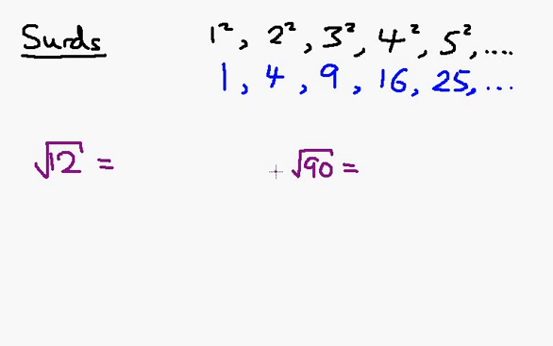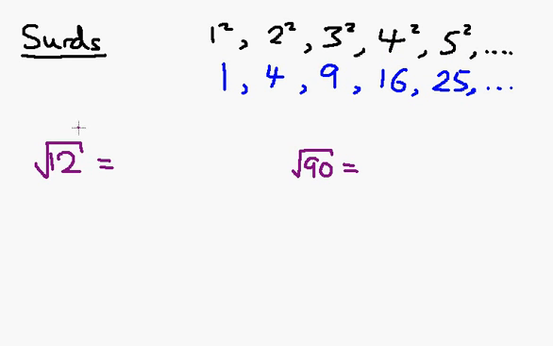Okay, in this video we're going to look at surds, and specifically, to start us off, simplifying surds. Now, surds are roots of numbers, so if I have a look at the square roots, the square root of 1 is 1, square root of 4 is 2, square root of 9 is 3, the square root of 16 is 4, and the square root of 25 is 5, okay?